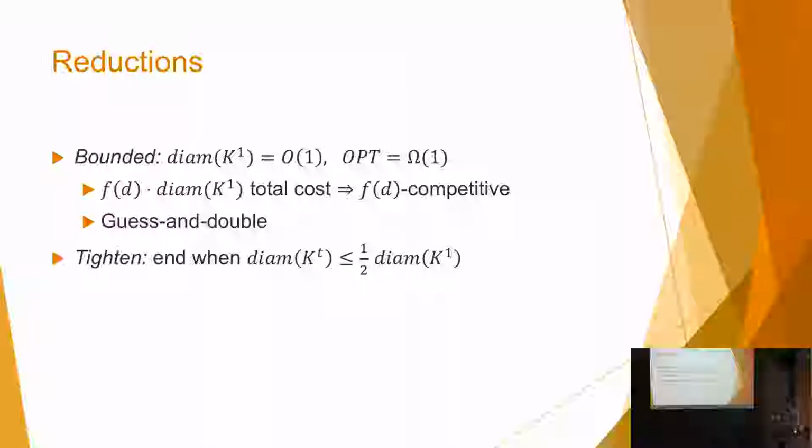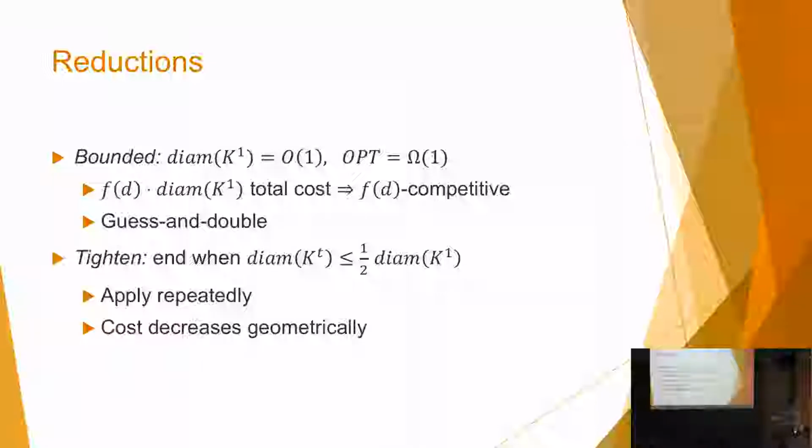Now the next reduction I want to do is that I'm not going to wait until I'm done on the sphere. I'm just going to go until the diameter has been cut in half. And if I have an algorithm to do this, then I just apply it over and over again, resetting every time I've cut the diameter in half, and I get a geometrically decreasing cost, so I lose a factor of 2. And again, all I have to do is have this algorithm, and I have something for the entire problem.